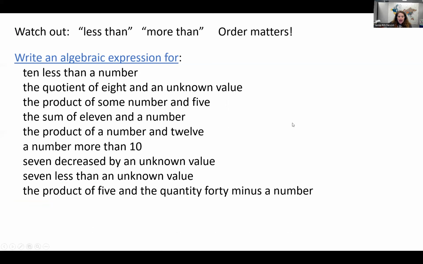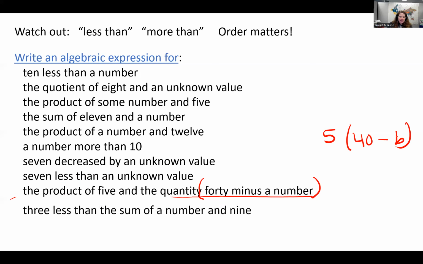The product of 5 and the quantity. All right, here's quantity. It keeps all of this together. Quantity of, let's write that first, 40 minus a number. And then the product of 5 and all of that. And that's how you write it. You must write those parentheses.